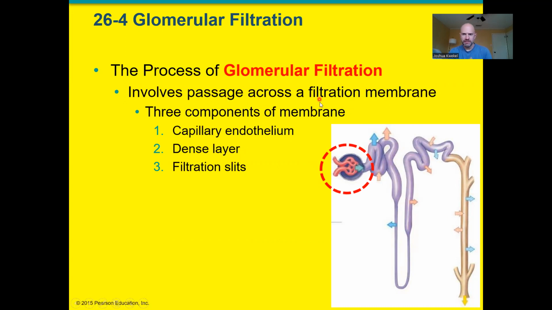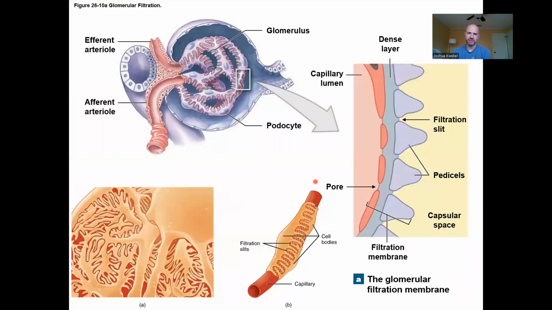Filtration happens in the glomerulus, which is the capillaries. The whole structure encircled here is the renal corpuscle, which includes the Bowman's space. There are three layers used to pass materials through. This is the activity of filtration. You can see the Bowman's space here, and here is the glomerulus. If you zoom in, you can see the interdigitated podocytes as they cover and wrap around the capillary. Those create what we call a filtration slit.